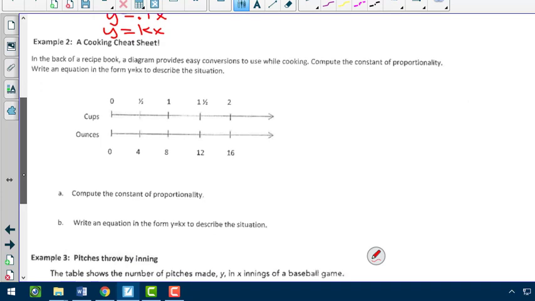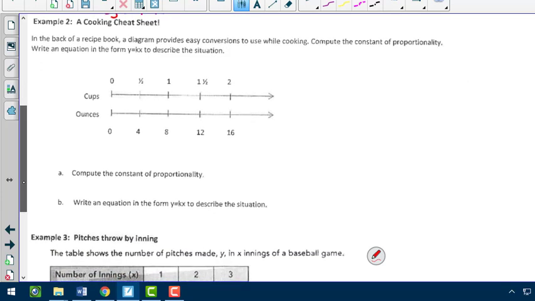In the back of a recipe book, a diagram provides an easy conversion to use while you cook. Compute the constant of proportionality, write an equation in the form y equals kx. Okay, so my ounces and my cups. 4 divided by 1/2. Well, 4 divided by 1/2, keep it, change it, flip it, is 4 times 2, which equals 8. 8 divided by 1, well, that's 8.